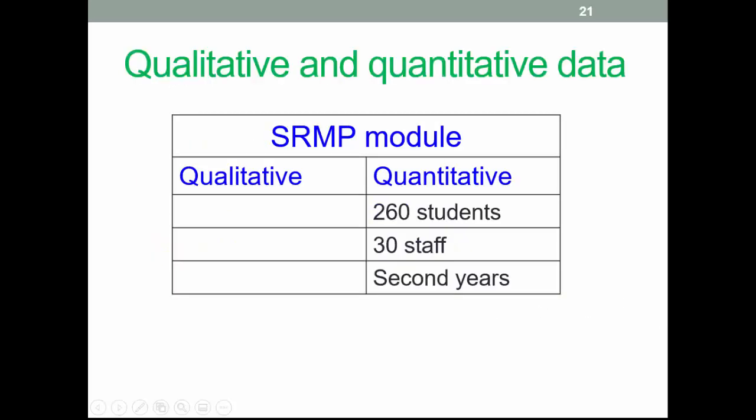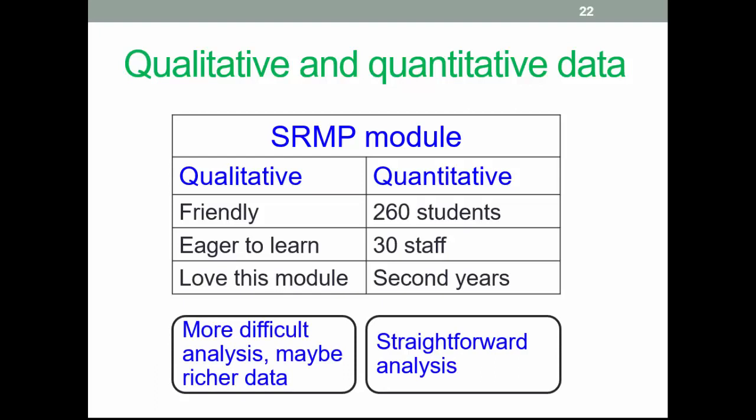Okay, moving on. So we can distinguish between qualitative and quantitative data. We've got some quantitative data here, obviously. Quantitative data is pretty easy to collect and analyse. On the other hand, qualitative data is richer, but usually much harder to analyse. In your plan, you should consider the data you want to collect and how it will be analysed. So qualitative, more difficult analysis, maybe richer data. Quantitative, straightforward analysis generally.